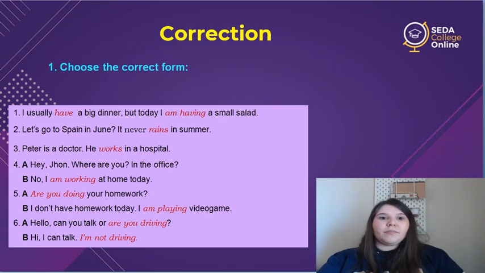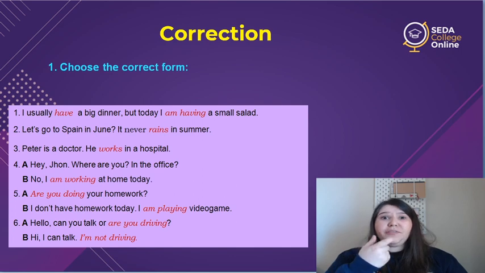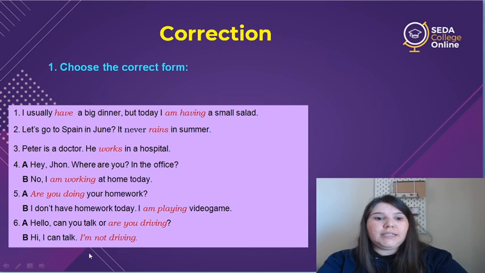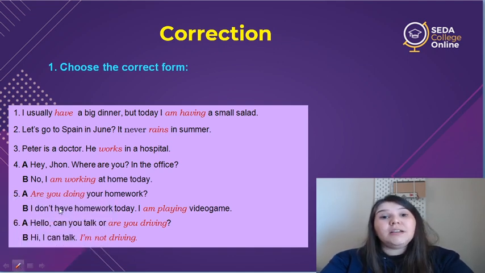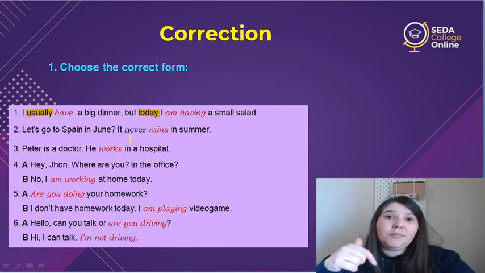Let's go. So number 1, I usually have a big dinner. So if it's usually is repeated action, present simple. I usually have a big dinner, but today, so let's see. I'm gonna show you guys what are the words that helps us to find out what's the correct answer. So here it's usually. So if it's usually, it's present simple. I usually have a big dinner, but today I'm having a small salad. So today is something happening now.